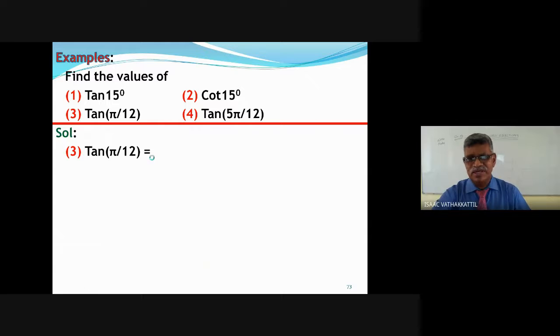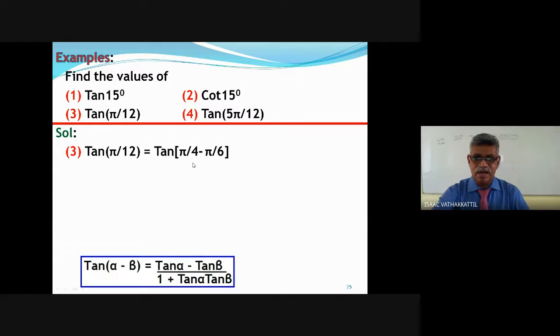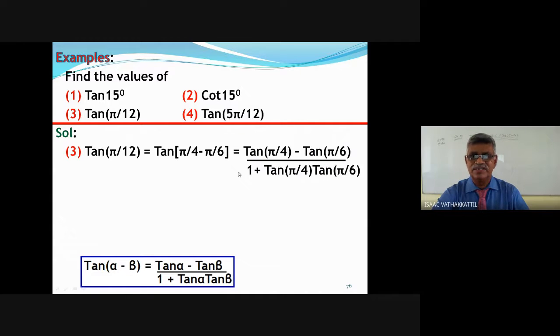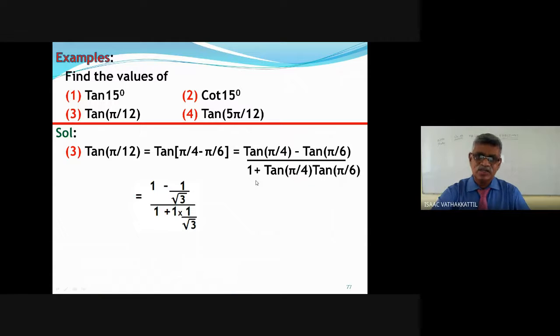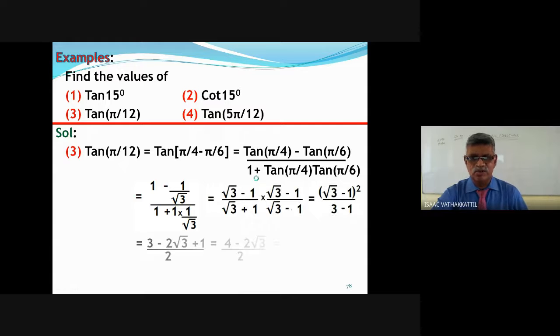Pi by 12 we can write as pi by 4 minus pi by 6, or we can write pi by 3 minus pi by 4, as we have taken 45 degrees minus 30 degrees or 60 degrees minus 45 degrees. So tan of pi by 4 minus pi by 6 is tan pi by 4 minus tan pi by 6 upon 1 plus tan pi by 4 tan pi by 6. Tan pi by 4 is 1. So same answer, 1 minus 1 by root 3 upon the same value. That is equal to 2 minus root 3.